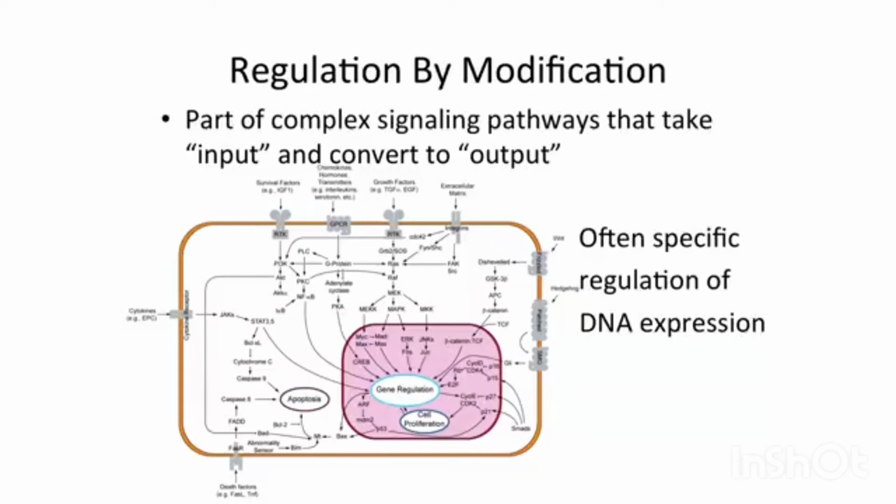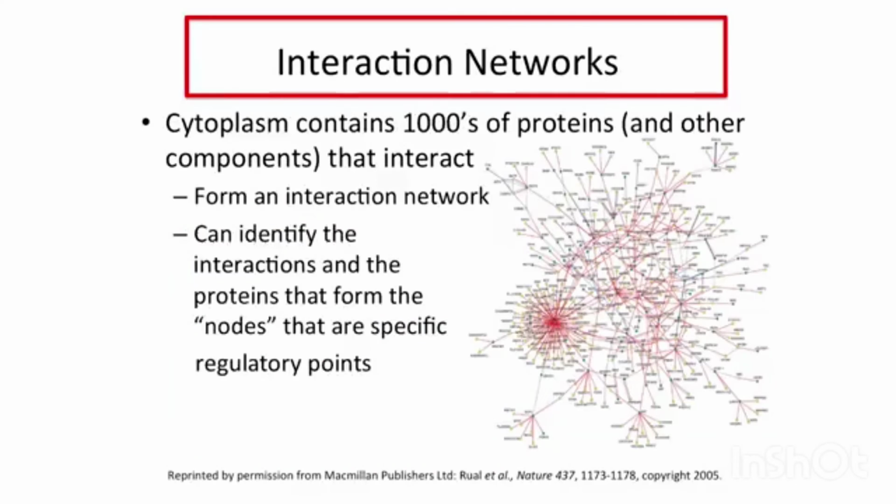It's interesting that many of these complex signaling pathways are involved in specific regulation of DNA expression, in regulating what proteins are produced at what time in response to the overall cellular context. It turns out that we are discovering, largely over the past decade or so, that there are tremendous numbers of interactions between proteins in the cytoplasm. There are many, many proteins and other components.